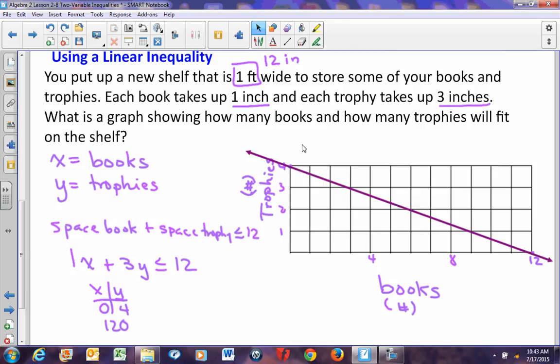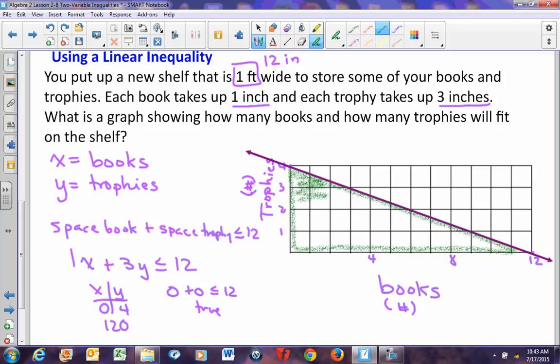All right, since it's again not y equal to, I would test a point. If I'm going to test 0, 0, I will have 0 plus 0 is less than or equal to 12, which is true. So I can shade below my line here. Anything within this green region is how many books and how many trophies will fit on my shelf.